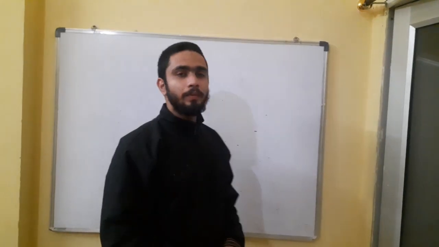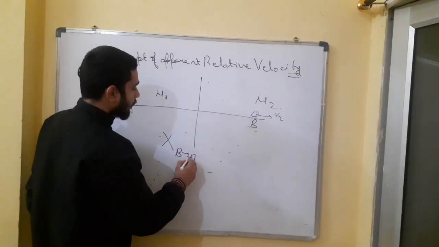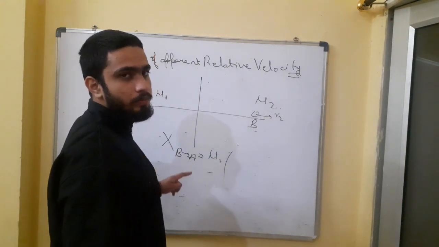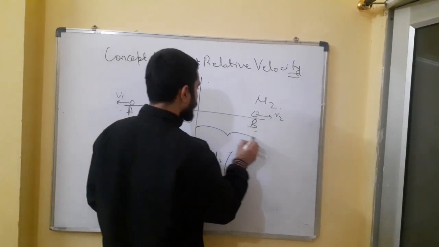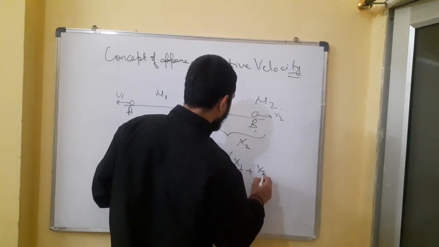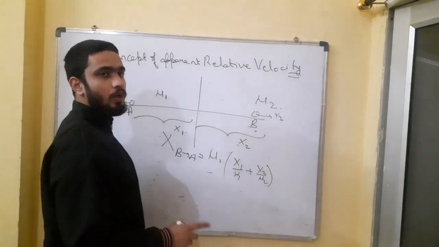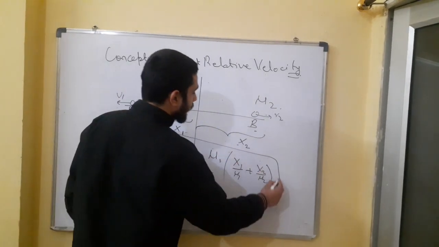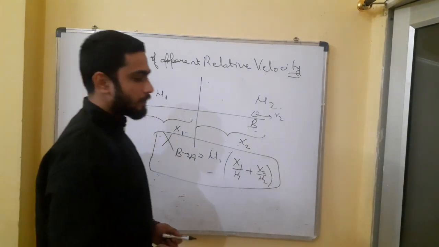So now we will be studying the concept of apparent relative velocity. The refractive index for A will be mu1. Mu1 is the refractive index of the medium in which observer A is present. This is x1, this is x2. So x1 by mu1 plus x2 by mu2 is the apparent distance of B with respect to A, from the first medium in which A is present.